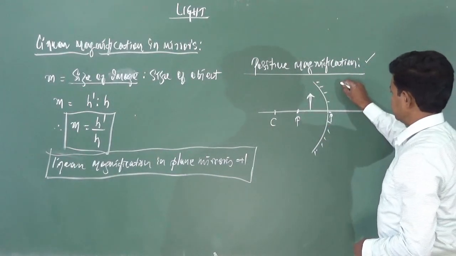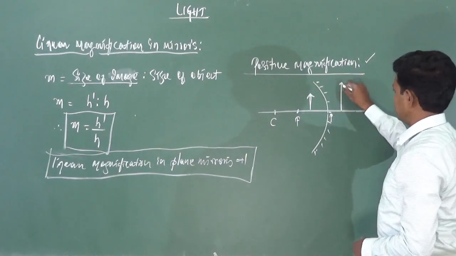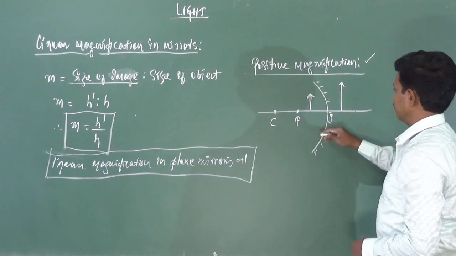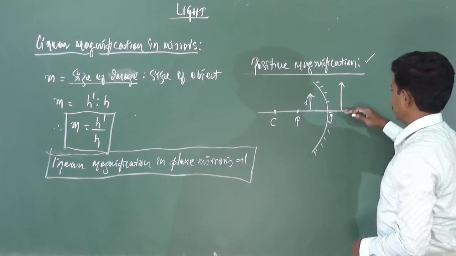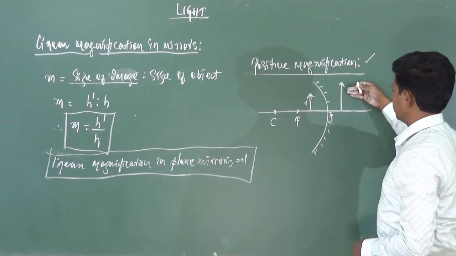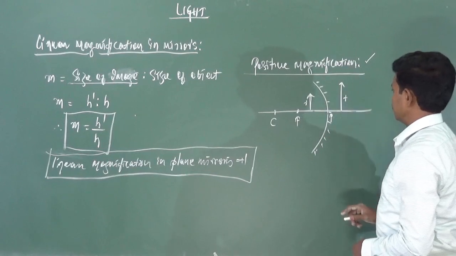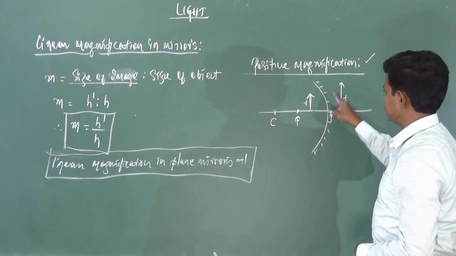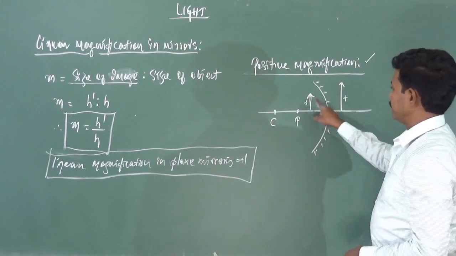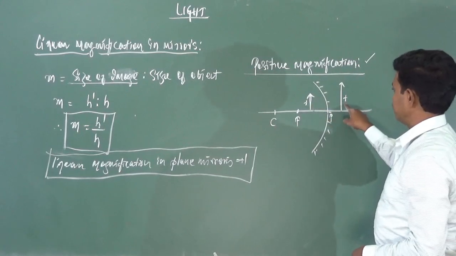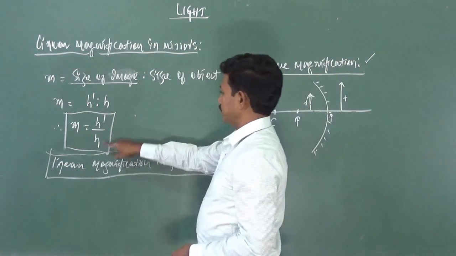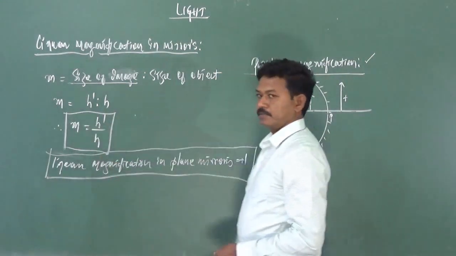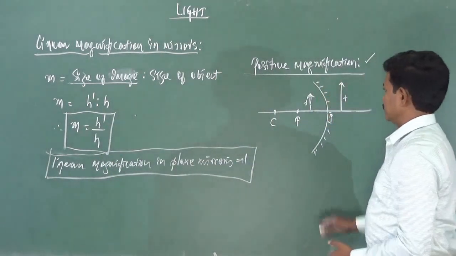We got an enlarged image of that object. So here the object is above the principal axis, which is positive. The image is also above the principal axis, which is positive. So therefore, when you take the ratio between the height of the image to the height of the object, we get positive by positive. So therefore, magnification becomes positive. So this is the case.